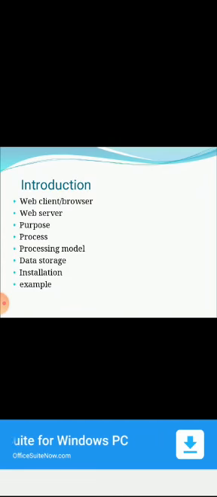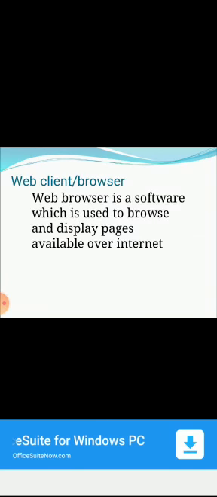We will see the processing model, then data storage, how to install web client and web server, and what are the different examples. Now, first of all, we are going to see web client or browser. All of you know about browsers. What is a web browser? A web browser is a software which is used to browse and display pages available over the internet. That's called a web browser.